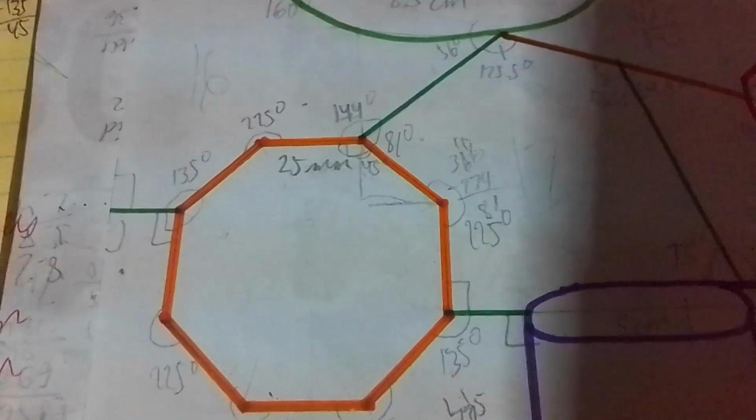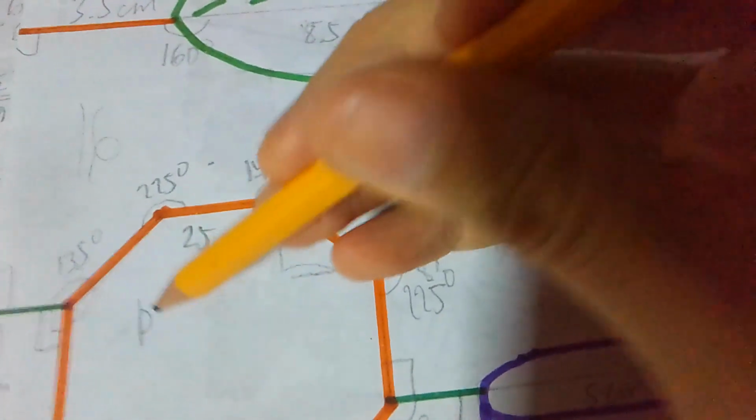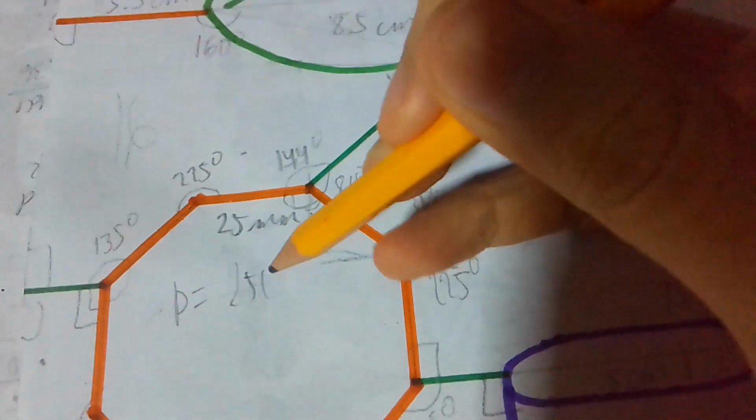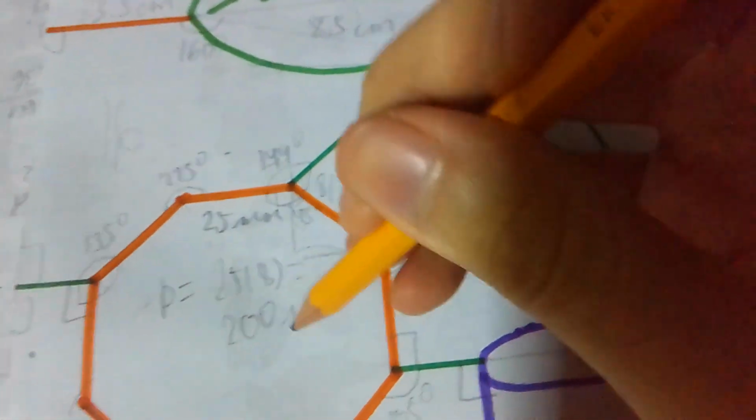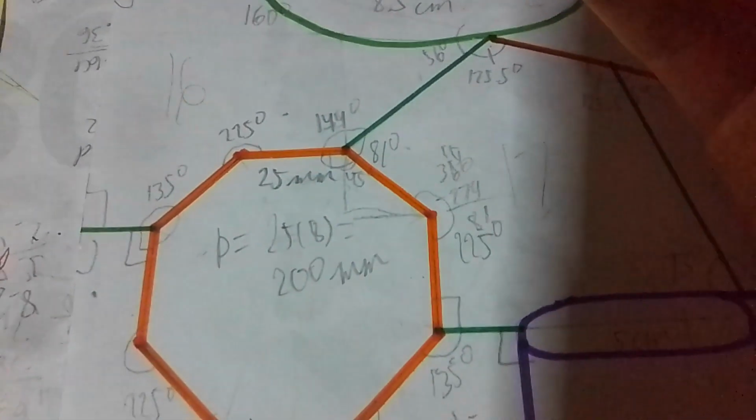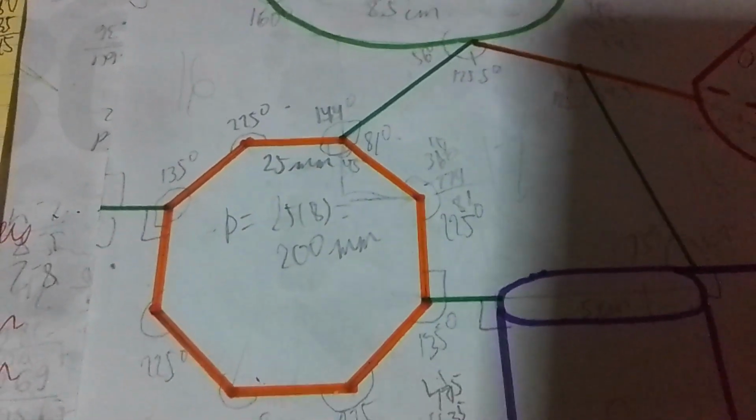For the perimeter of this regular octagon, it's very easy. You already know what to do. Get the measure of one side, then multiply that by the number of sides that you see there. And since an octagon has 8 sides, therefore it's 25 times 8. So we now know that the perimeter is 25 times 8, which equals 200. Okay? So that is the perimeter of the octagon.